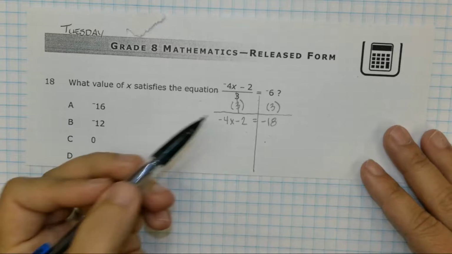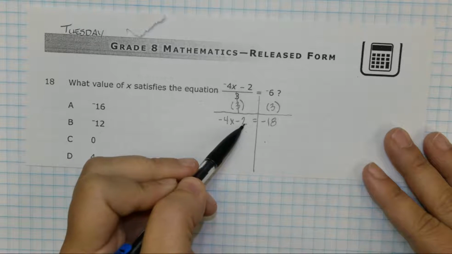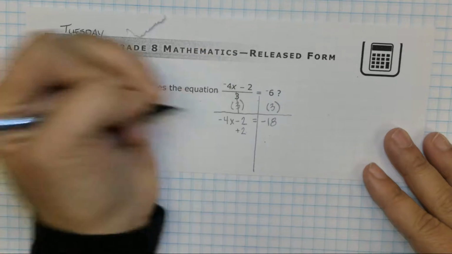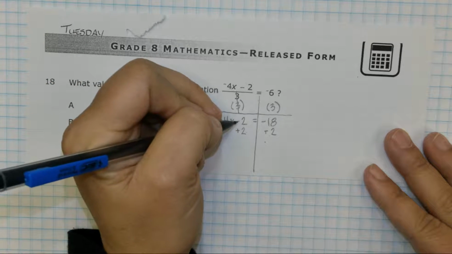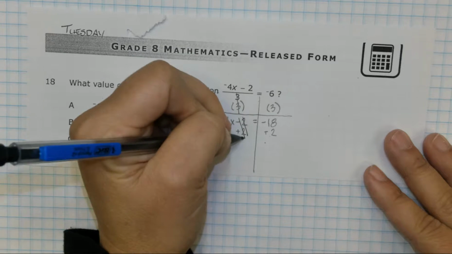Okay? And so now I'm still trying to get my x by itself. What's my next operation I need to undo? And the next one is to subtract 2. So to undo subtract 2, I'm going to add 2 and add 2. And so minus 2 plus 2 puts us back to 0, and so it cancels that out.